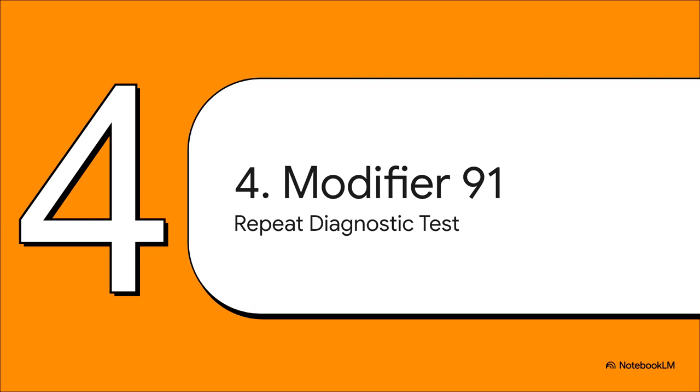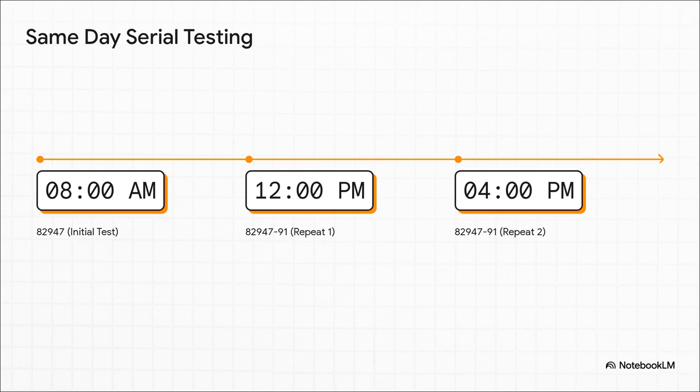Finally, let's hit trap number 4, modifier 91, the repeat diagnostic test. Check out this timeline for a diabetic patient in the ICU who's having their blood glucose tested multiple times to monitor their insulin response. You'd bill 82947 for the initial test at 8 a.m. Then, you report 82947 with modifier 91 attached for each subsequent clinical repeat, so at 12 p.m. and again at 4 p.m. on that exact same calendar day.